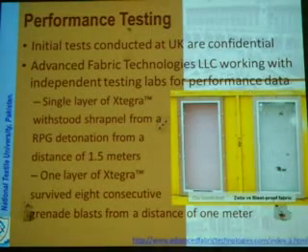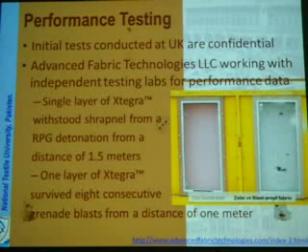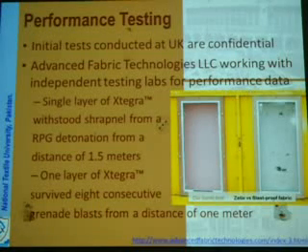As far as performance testing of the auxetic materials is concerned, initial tests conducted in the UK are confidential and their data is not accessible. Advanced Fabric Technologies is currently working with independent testing labs for performance data. However, they have published that a single layer of auxetic fabric withstood shrapnel from a rocket propelled grenade detonation from a distance of 1.5 meters, and a single layer survived 8 consecutive grenade blasts from a distance of 1 meter.